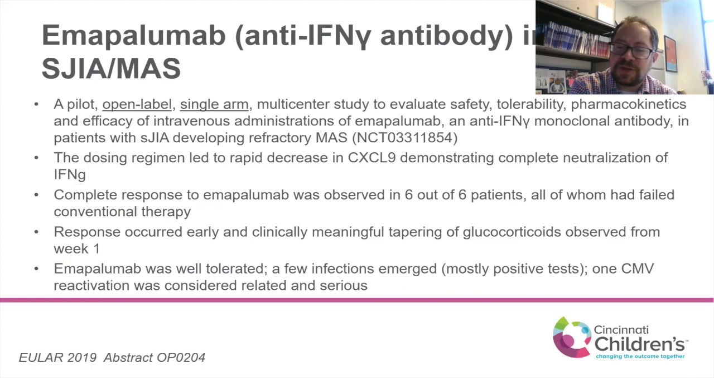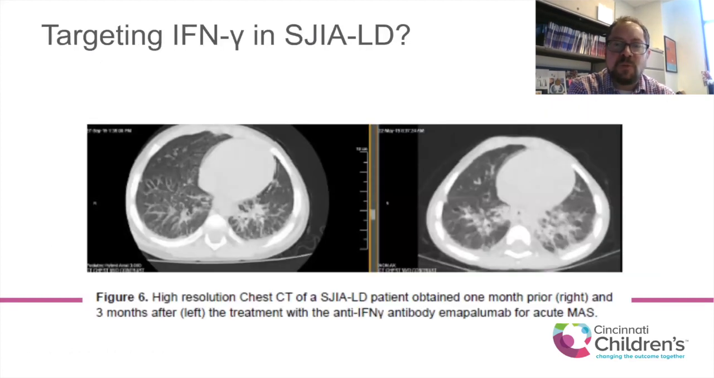So I think this also has relevance to how we're treating patients with lung disease. As many of you know, and as was discussed yesterday, there's an ongoing clinical trial of emapalumab, or Gamifant, for MAS and systemic JIA. Again, the overall results have been very promising. Some of those patients who received the medicine had lung disease, and we observed clinical improvement in their lung disease.